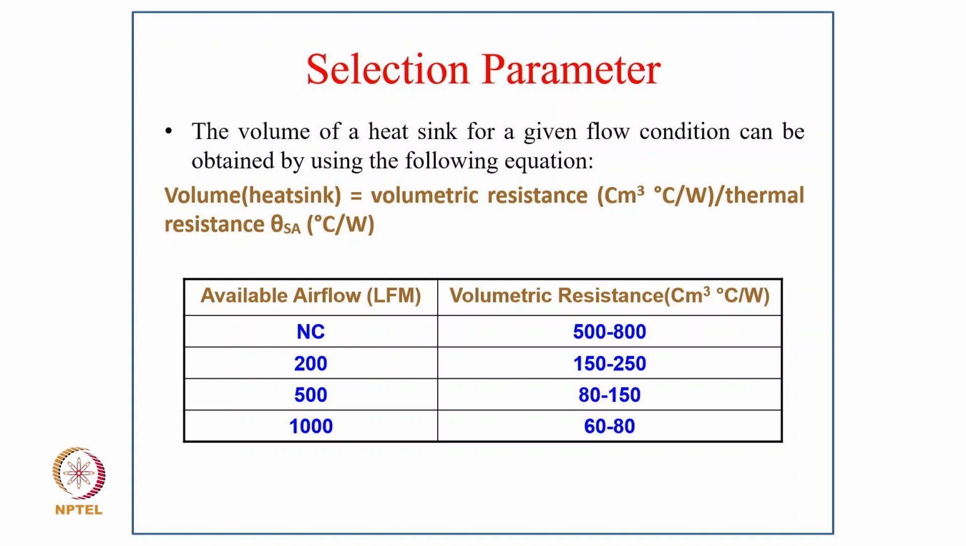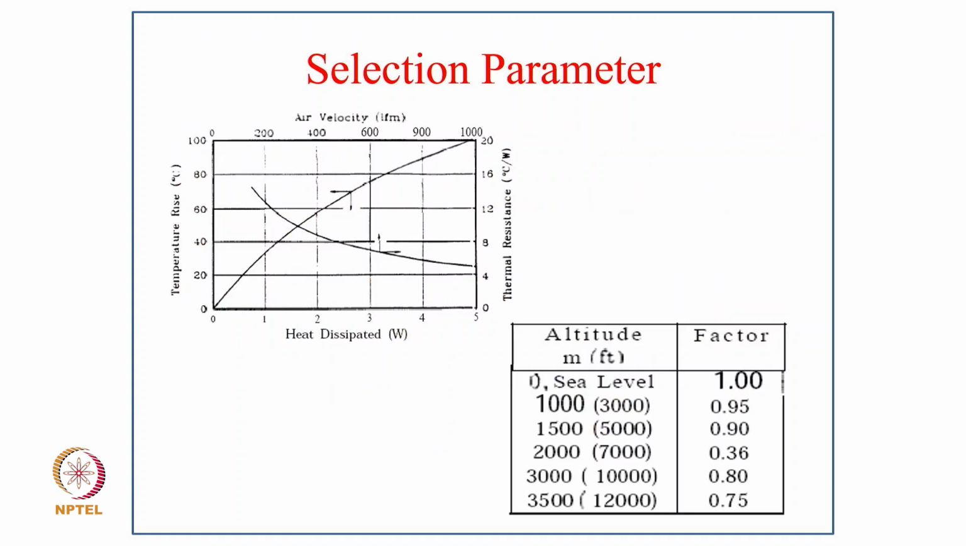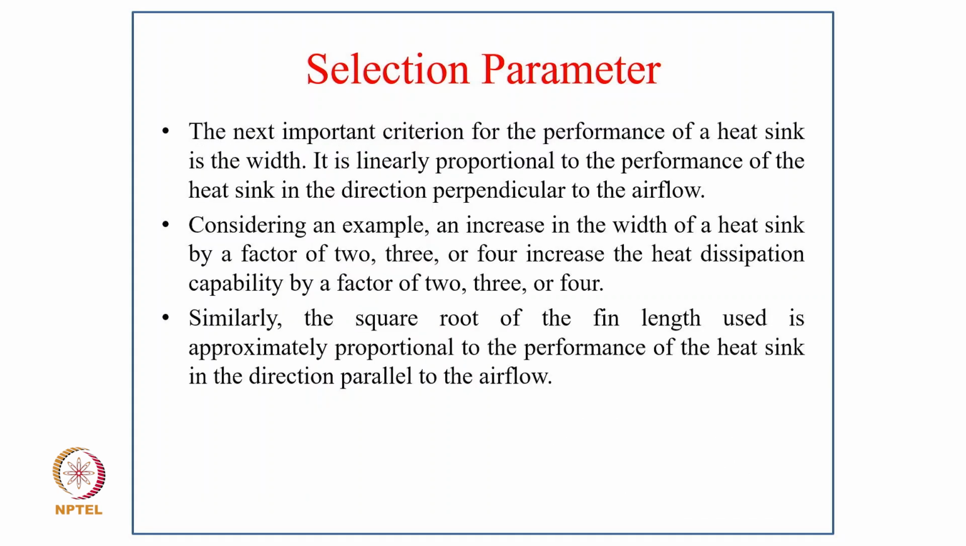So for the available airflow in LFM, you can see the values here, and the volumetric resistance is given here in different ranges. The same is given graphically here with the air velocity, temperature, and heat dissipated, and this also depends on the altitude corresponding to where the devices are used.